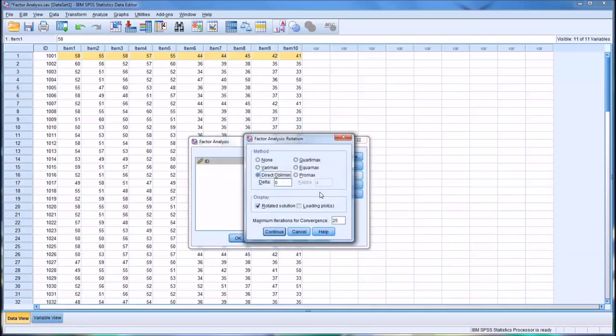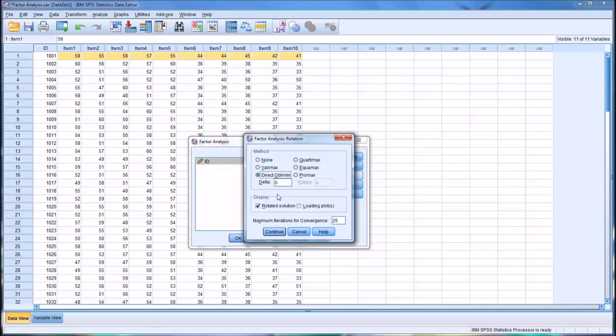Now the rotation, there's a couple different types of rotations, actually several types of rotations. But there's two general categories. One is when you believe that the constructs are unrelated to one another, so not correlated with one another, and one where you believe that they are correlated.